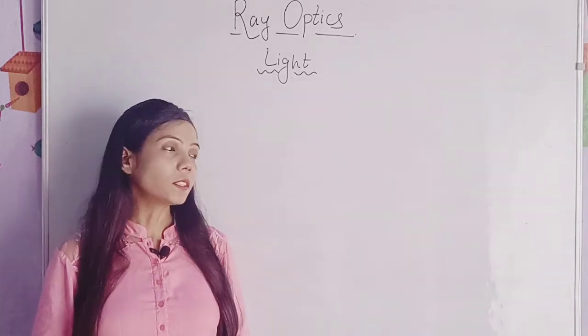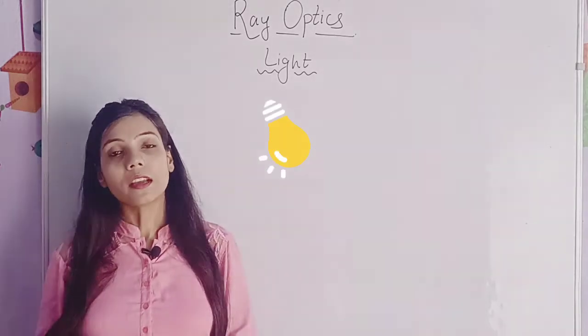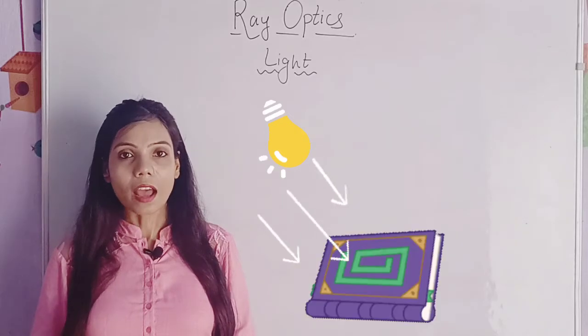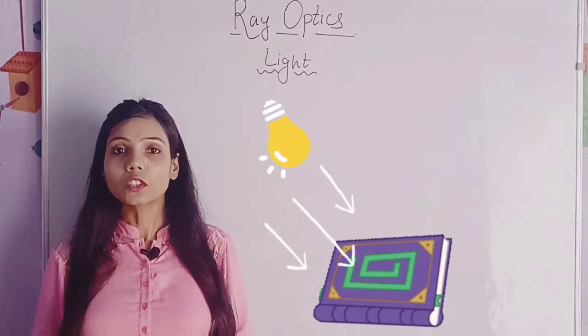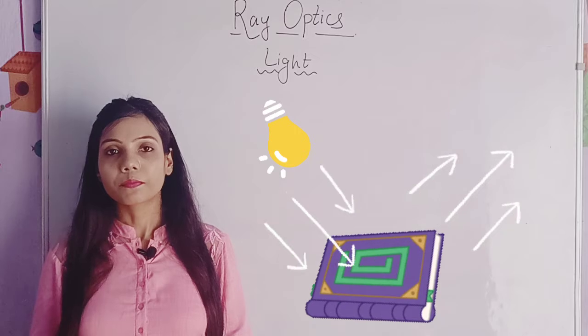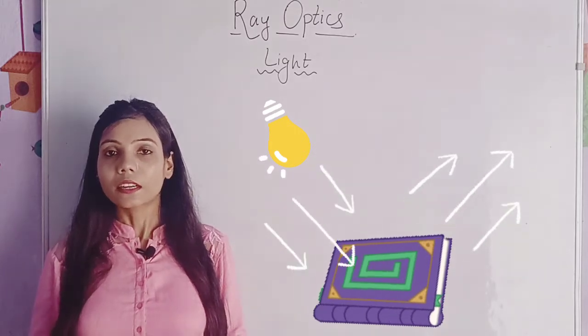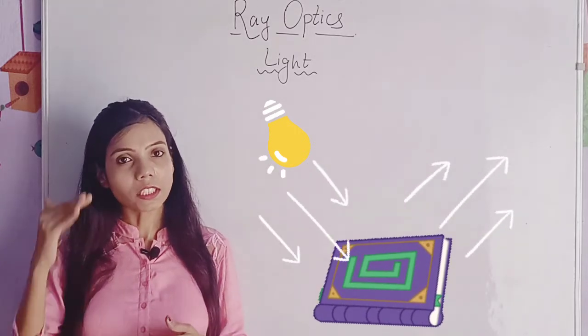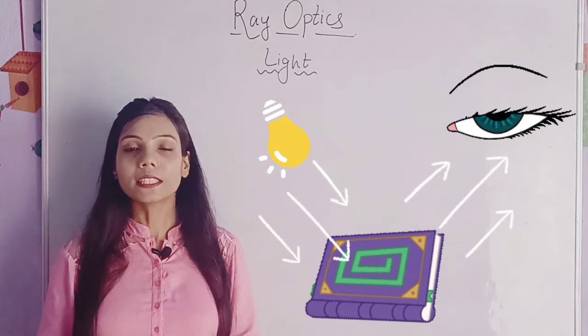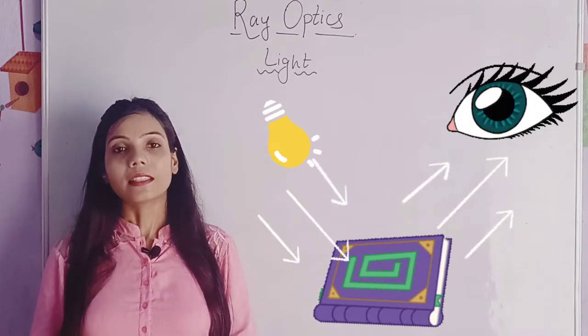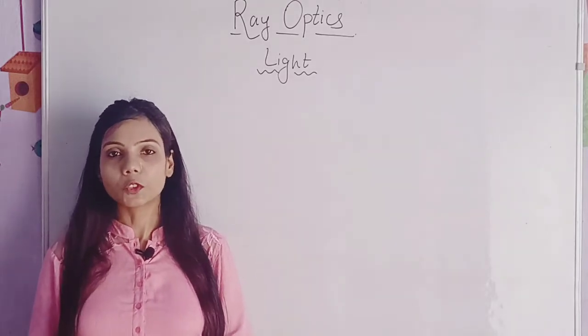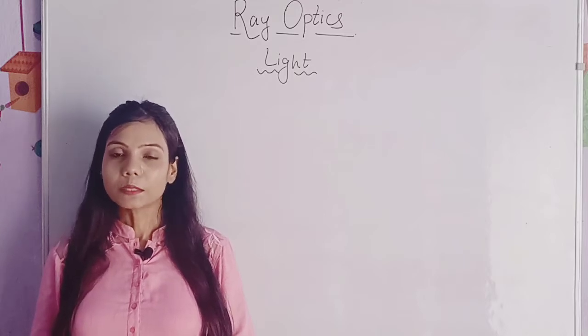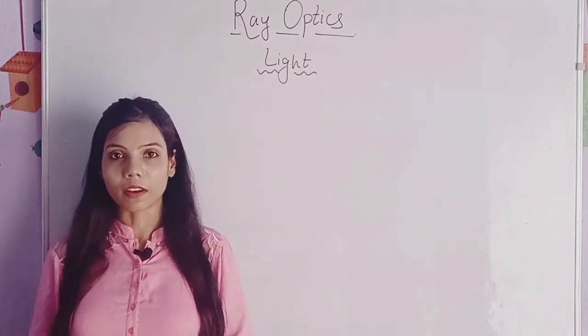When the light from such sources falls on the other objects which do not have their own light, then those objects reflect the light, and when that reflected light travels into the space and reaches our eye, then we see the objects around us. And that's how anything is visible to our eyes. And this process is known as reflection of light.